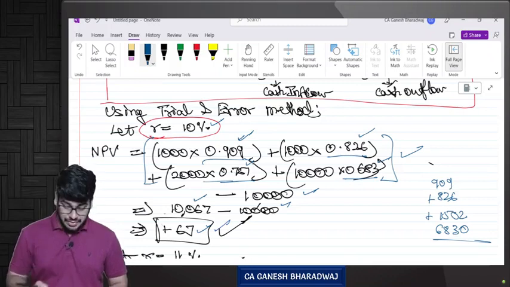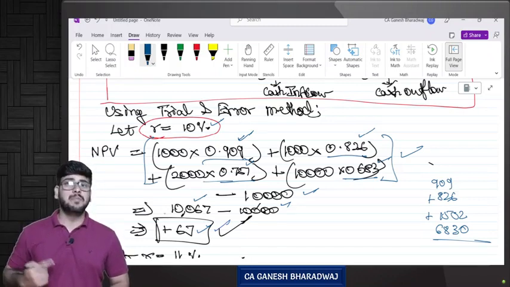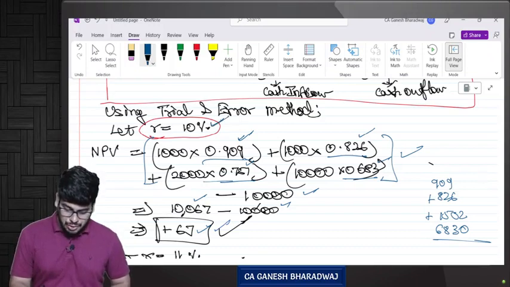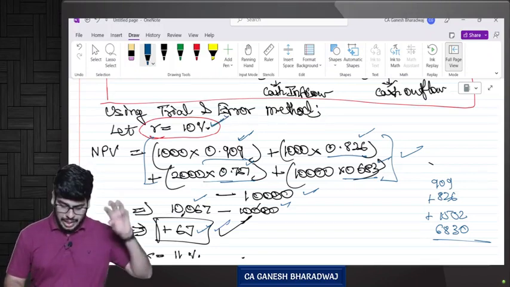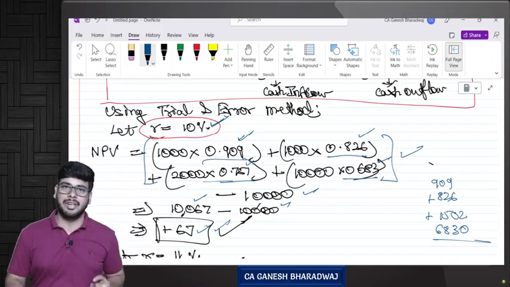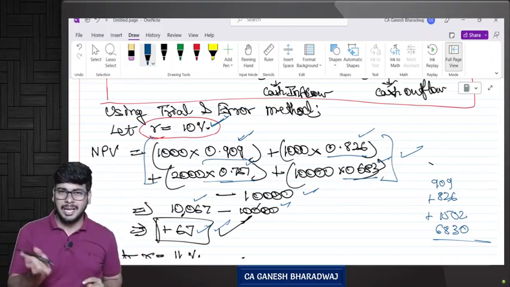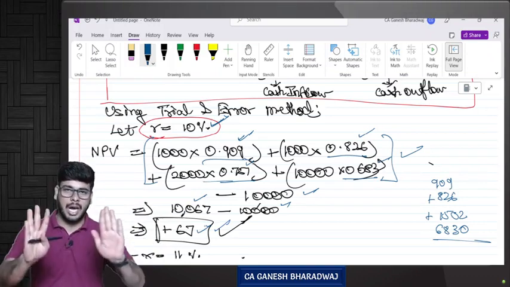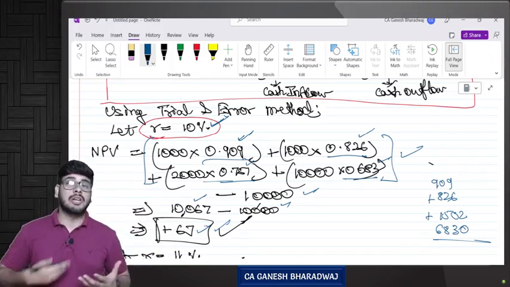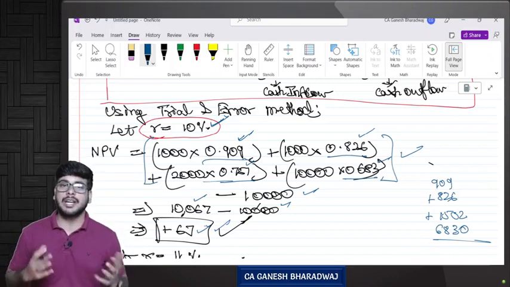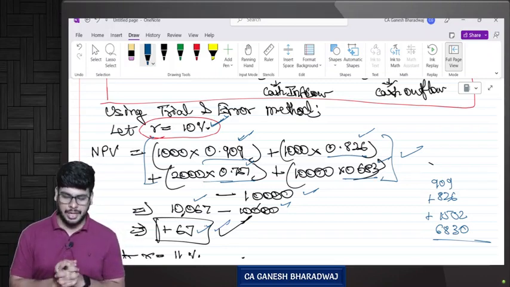Now, had 10% been your IRR, your NPV would have been equal to 0. Correct or not? But when you substitute R as 10%, is your NPV equal to 0? No, you are getting the final answer as plus 67, which means IRR is not 10%, it is something different. Are you clear with this? This is the only way in which you can solve it. You cannot solve it directly. This is how the trial and error method needs to be followed. Are you clear with this?